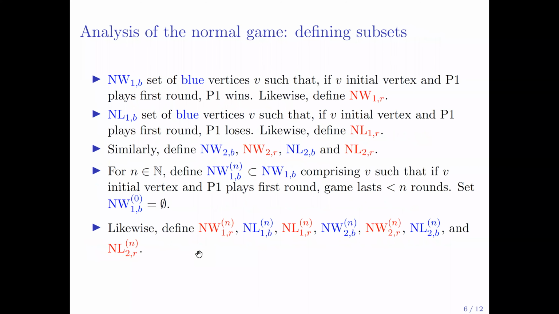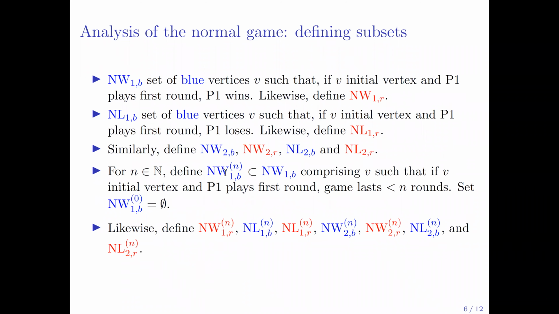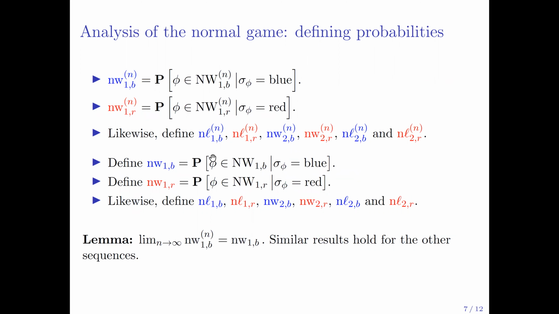Can I ask a question? Yes. I'm confused as to what distinguishes NW1B and NW2B, for example. I mean, P1 starts initially and P2 starts initially. Correct, but their moves are not symmetric. One is allowed to move only along monochromatic edges. The other one is allowed to move only along non-monochromatic edges. Okay, that's why. Yes, you pointed out that these two were the same things for Martin and Holroyd, but not for me. Okay, thanks.